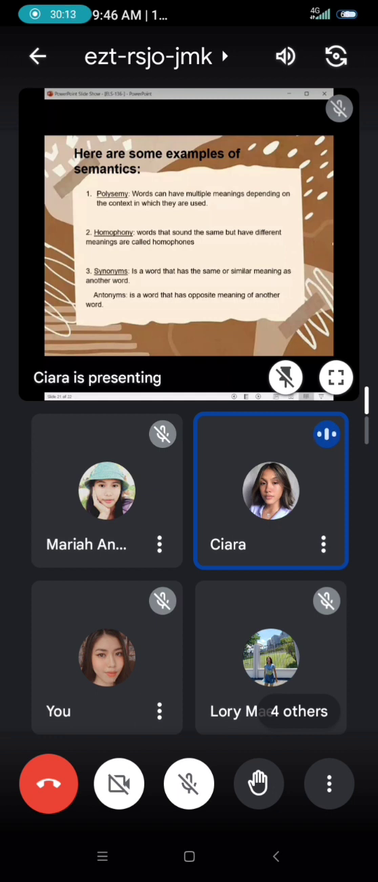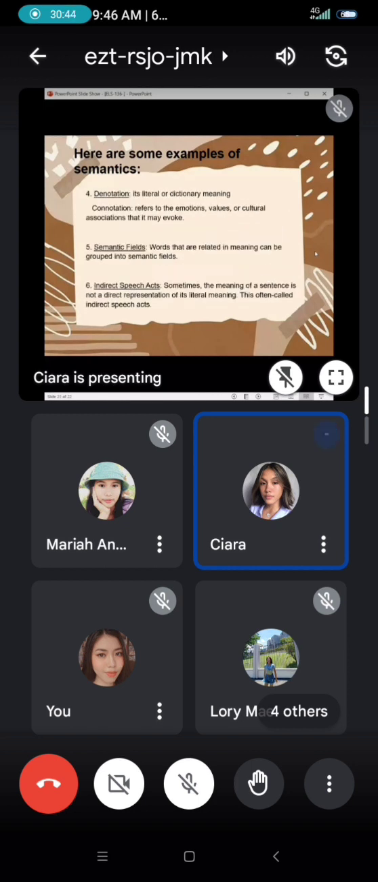Another one is synonyms and antonyms. A synonym is a word that has the same or similar meaning as another word. For example, happy and joyful are synonyms. Another is antonyms. An antonym is a word that has the opposite meaning of another word. For example, the opposite of hot is cold. Those are antonyms.